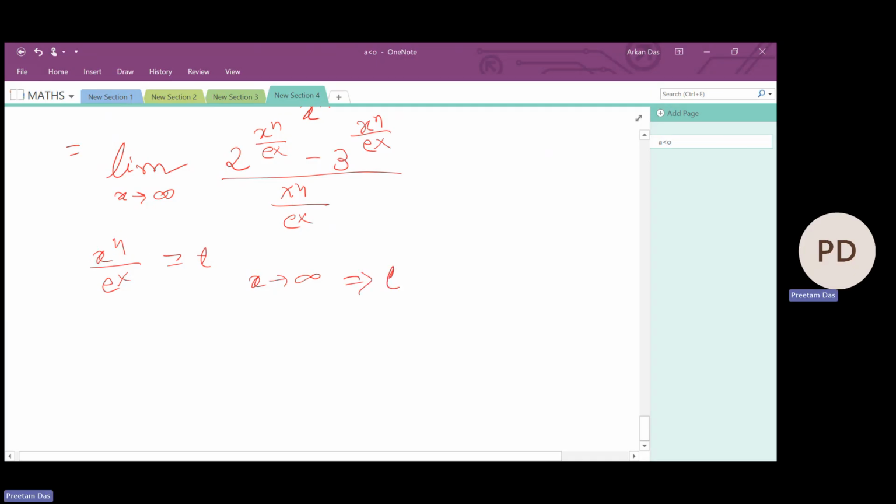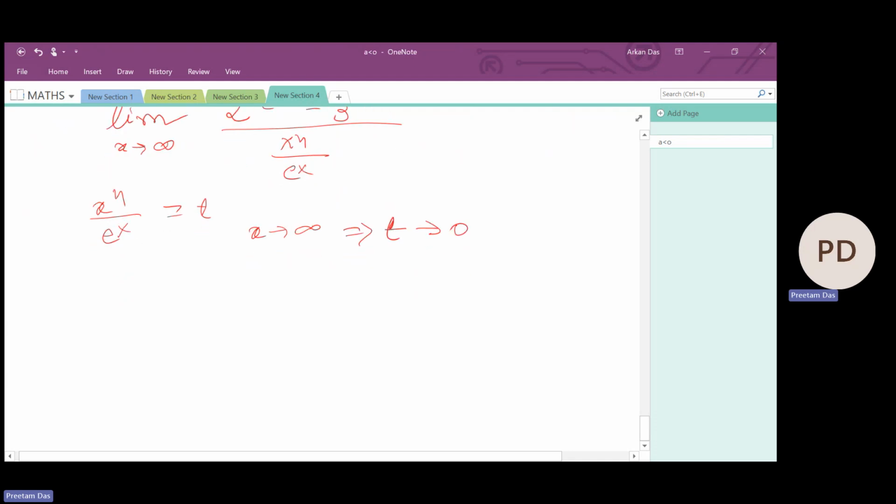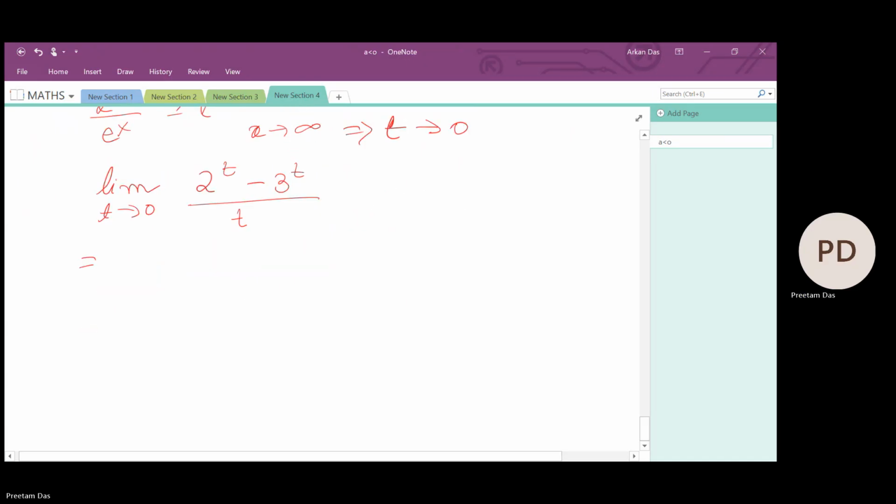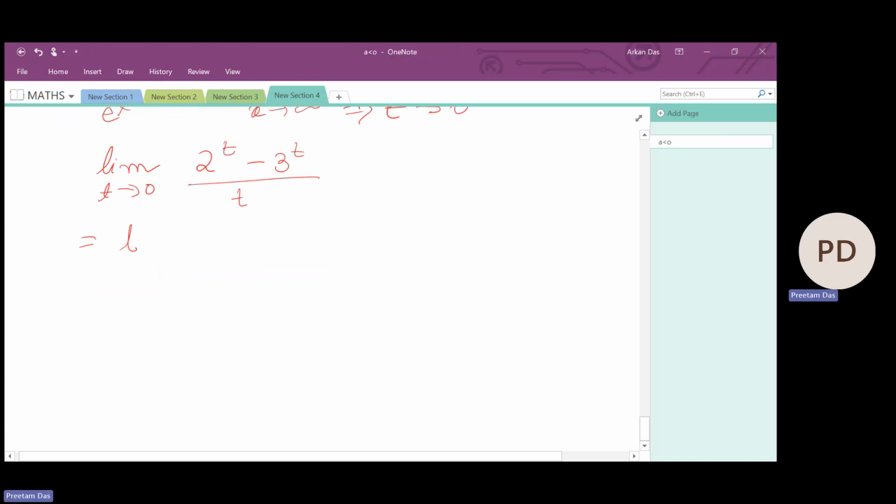So this t will go towards 0 because the numerator will be vastly smaller than the denominator. So what will this limit become now? T tends to 0. This will become 2 raised to t minus 3 raised to t divided by t. Now I think it is clear which identity you will use.